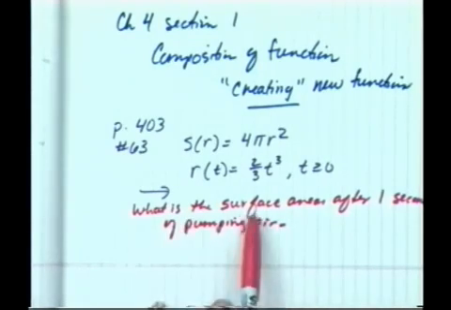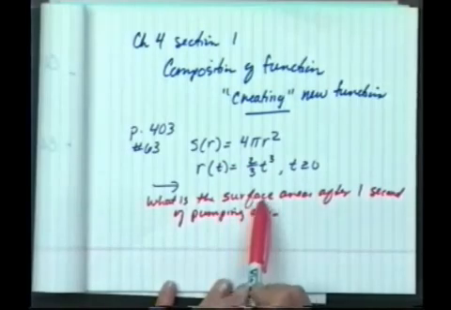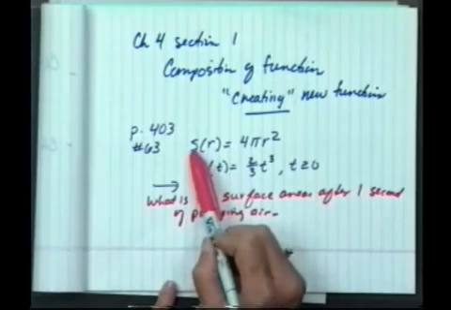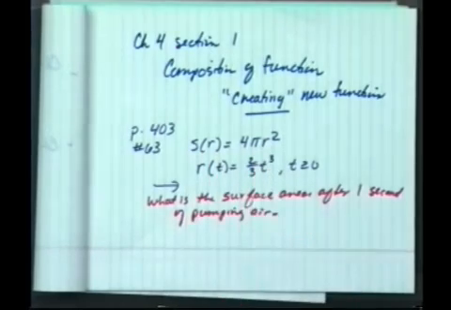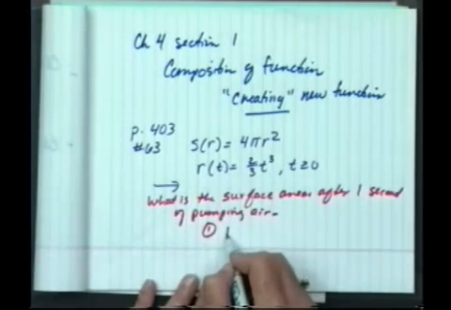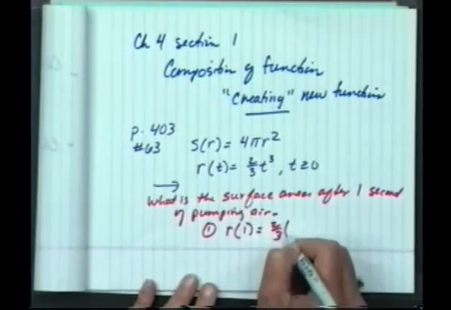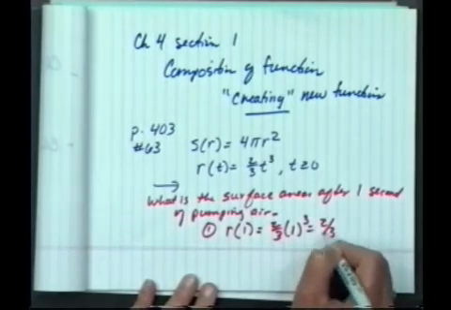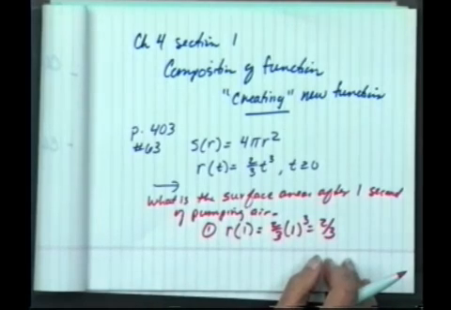All right, so how am I going to just use these formulas to come up with the surface area after 1 second? Because surface area is in terms of the radius. Radius is in terms of time. What would you do? Substitute 1 in for t. First, I can find the radius after 1 second, correct? The radius is 2/3 times 1 cubed, or 2/3, and this is in terms of what?